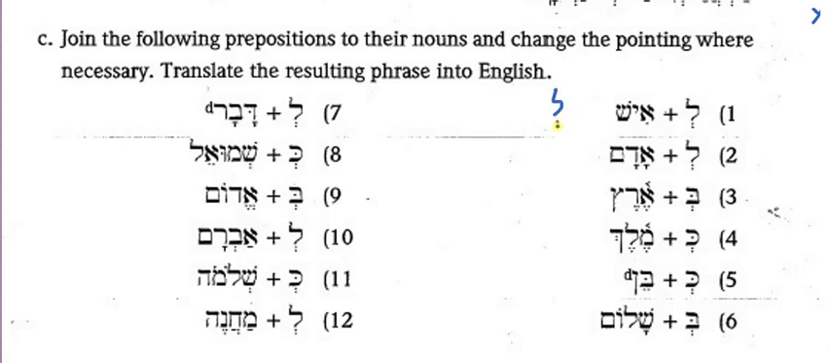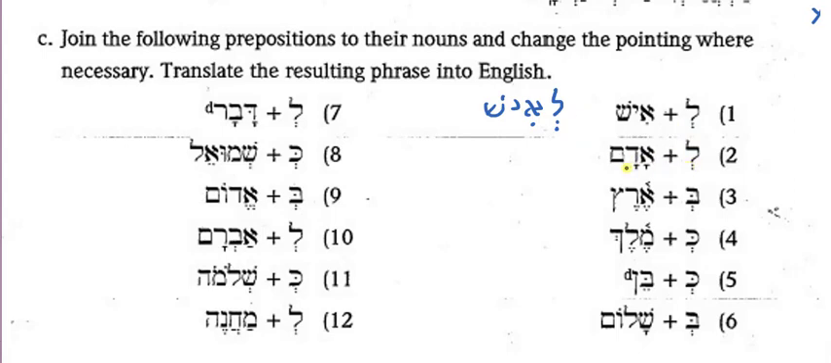I put the lamed with what it comes standard with, which is a vocal shiva, and then it's going to go directly on ish here. So it would be le ish. And guess what? I'm done. There's no reason that this lamed with its vocal shiva cannot be here. Okay? Le ish. To or for a man.